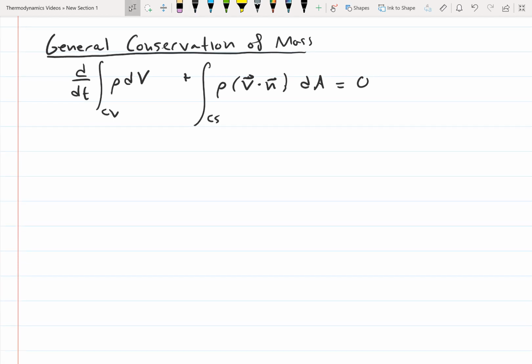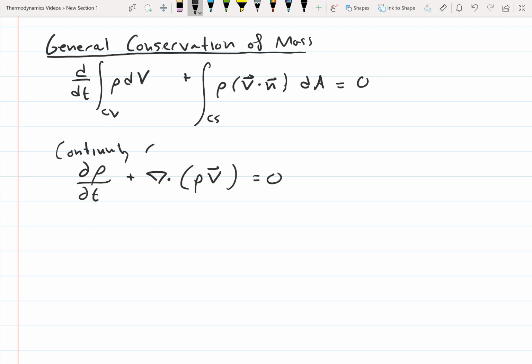And then from that, using Gauss's theorem, we just rewrote this as what's normally written as the continuity equation. So the partial of rho with respect to time, plus the divergence of rho v, is equal to 0. So this is the continuity equation.